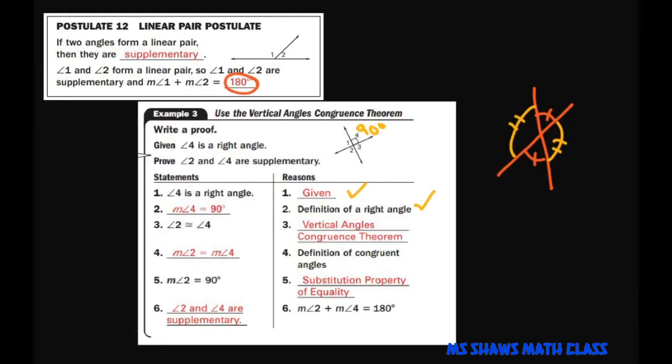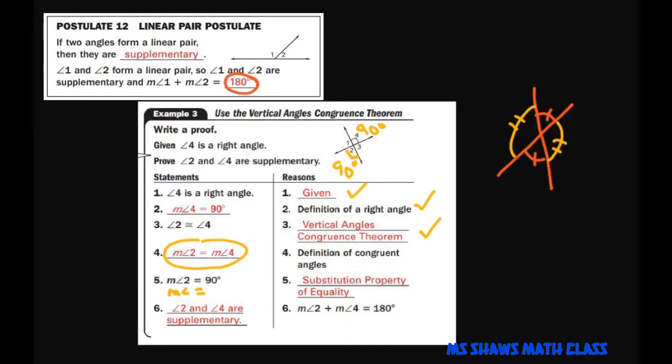And then that means the measure of angle 2 is congruent to the measure of angle 4. So this must be a right angle. That's your vertical angles congruence theorem. Therefore, the angles equal each other. In fact, they equal 90 degrees. And then using substitution, I know that the measure of angle 4, since these two are equal, also equals 90 degrees.